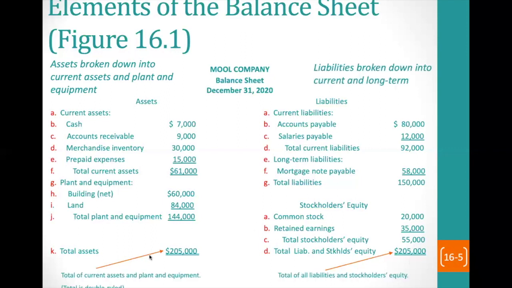Your assets equal your liabilities and stockholders' equity. So you could put a double underline under these numbers to show that they are in balance and they equal. Your balance sheet, your total assets must equal your total liabilities and total stockholders' equity.